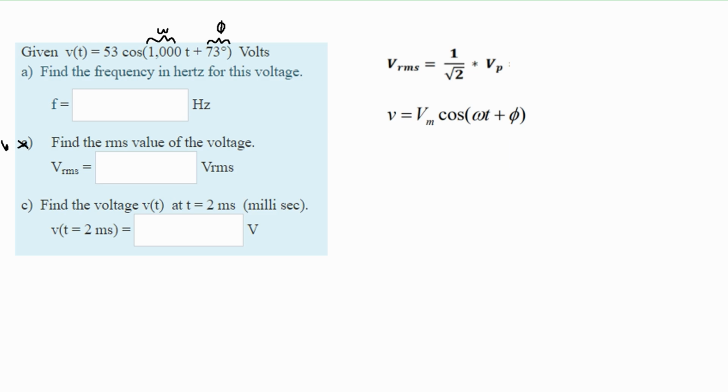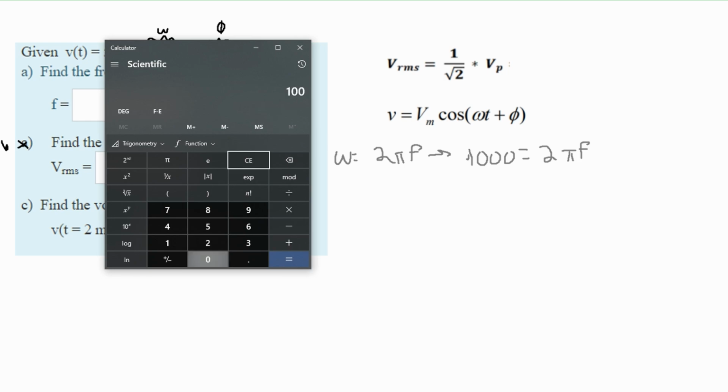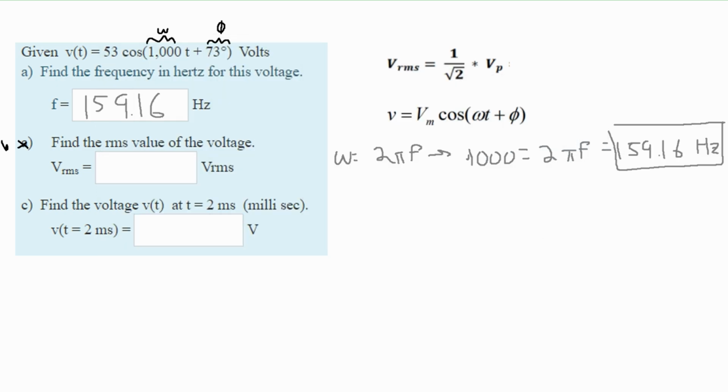So to start solving for our frequency, we don't know the period, so we're going to have to use the angular frequency formula. And this is that omega is equal to 2 pi times our f. Well, we know our omega is 1000, so we can just plug this in as 1000 is equal to 2 pi times frequency, and then calculate this. And after we do that, we're going to get approximately 159.16. This is the answer for the first part.